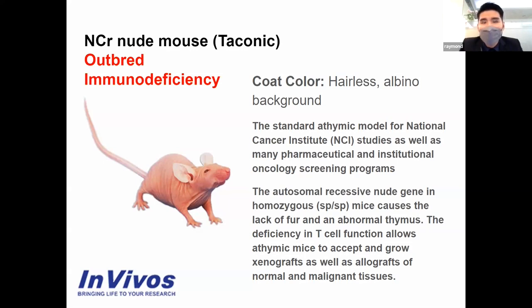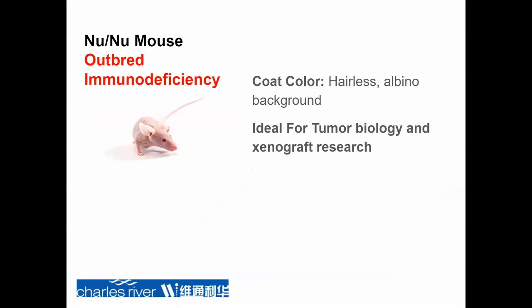So the NCR nude mouse is one of the very common models. They are one of the earliest models as well. They are known as nude mouse because they do not have a coat, which means they do not have fur. They are also known as hairless mouse, okay? Of course, we are using it not because they are nude. We are using it because this mouse has a genetic background which will develop an abnormal thymus. With that, they will have defective T cell functions, which allows this mouse to accept and grow xenografts as well as allografts.